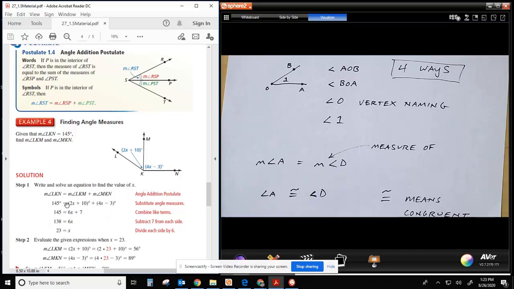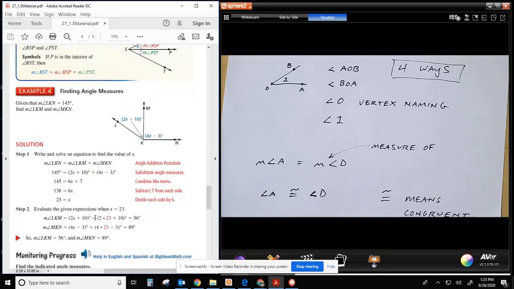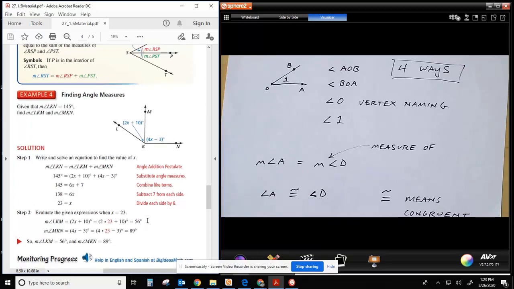There's an equal sign in here. Now we can bring in algebra and solve for x. We'll skip those steps for today. X comes out to be 23, following techniques from last year. Plug x back into these two expressions, 2x plus 10 and 4x minus 3, and you can solve for the angles that make up 145 degrees when added together.